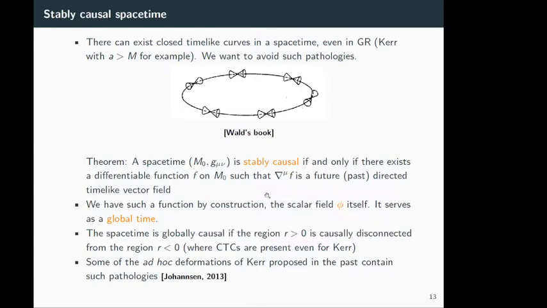So this tells us that we won't have some causal pathologies, like it's very often the case in these ad hoc deformations of Kerr that I was mentioning in the introduction. In many of these cases, you end up with singular solutions or closed time-like curves and things like that. So this is a very nice feature of our construction.